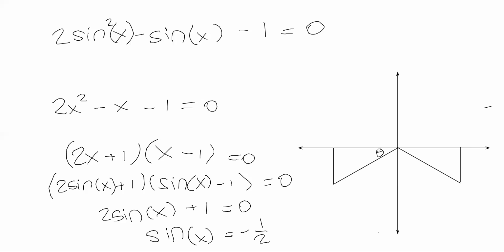So this has to be 7 pi over 6. And then the other one has to be, well, this is 1 pi over 6 less than 1 full revolution. So this has to be 11 pi over 6.